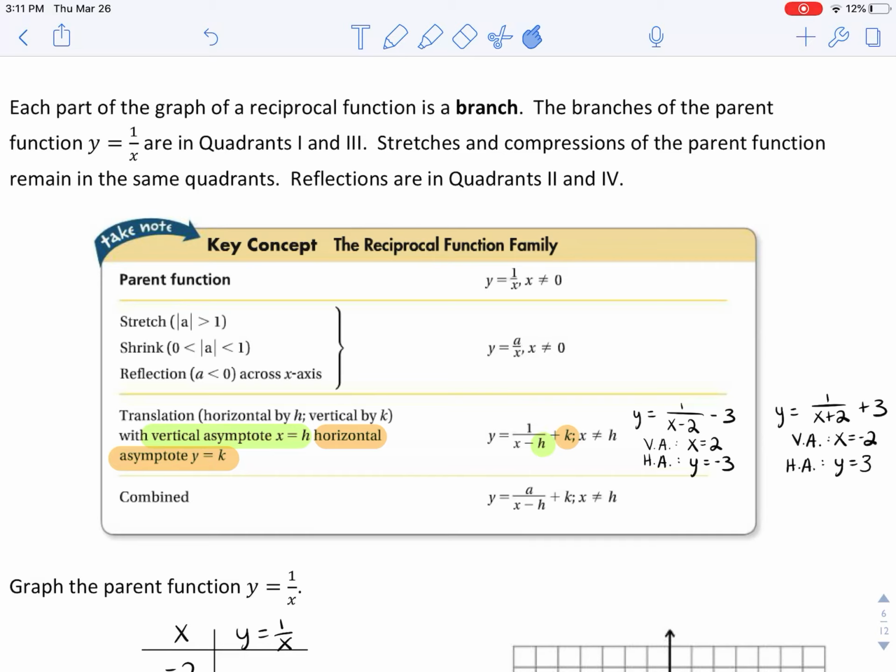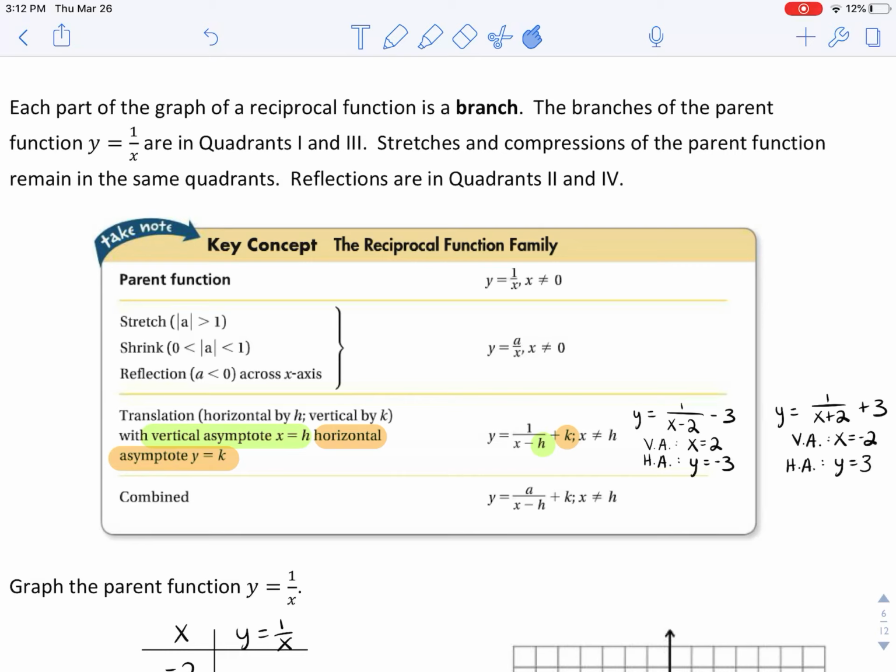So translation horizontal by h, vertical by k. This has a vertical asymptote of x equals h and a horizontal asymptote of y equals k. So if you look here, y equals 1 over x minus h plus k, that h is highlighted green. That ends up giving you your vertical asymptote, but be careful on that one, and you've seen this before. We're going to have to switch the sign because it's x minus h in the formula. So to find the actual vertical asymptote, you'd switch that sign. And then the k will give you a horizontal asymptote. It's always y equals k. You keep that sign. So I just put 2 quick examples off to the side for you.